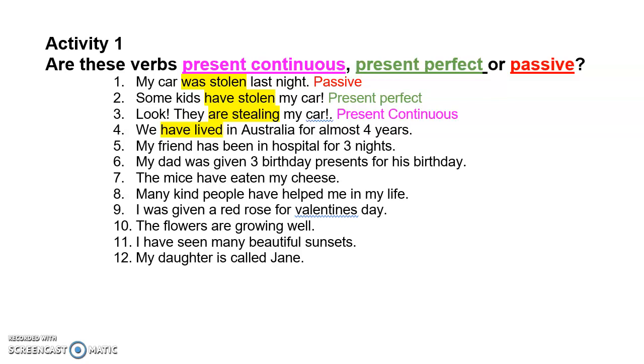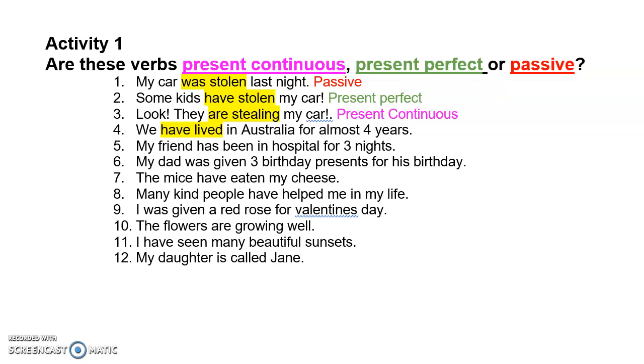Okay, so I'm going to let you do number 4 all the way down to number 12. Stop the video and see if you can first find the verb and then write on a piece of paper if that verb is present continuous, present perfect, or passive. So stop the video now, and then when you're finished, you can press start again. Okay, so I hope you found the verbs.